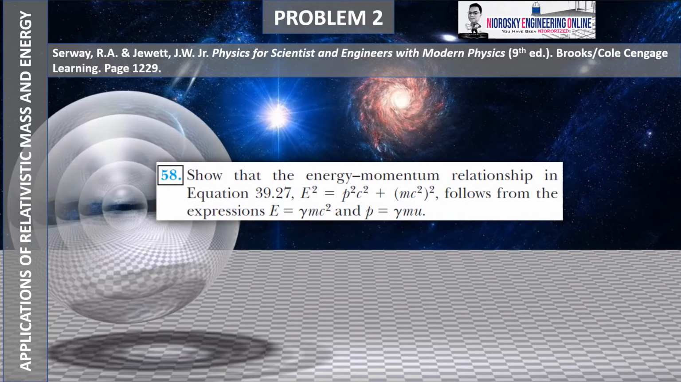Under problem 58, you have to show that the energy momentum relationship in equation 39.27, that is E squared is equal to p squared c squared plus (mc squared) quantity squared, follows from the expression of the rest energy equation, that is total energy is equal to gamma mc squared, and for the relativistic linear momentum, p is gamma m u. Whereas m represents the mass, u represents the velocity of the moving observer. It can also be the velocity under the stationary observer depending on the application, but let us try to depict it under possibly a moving observer.